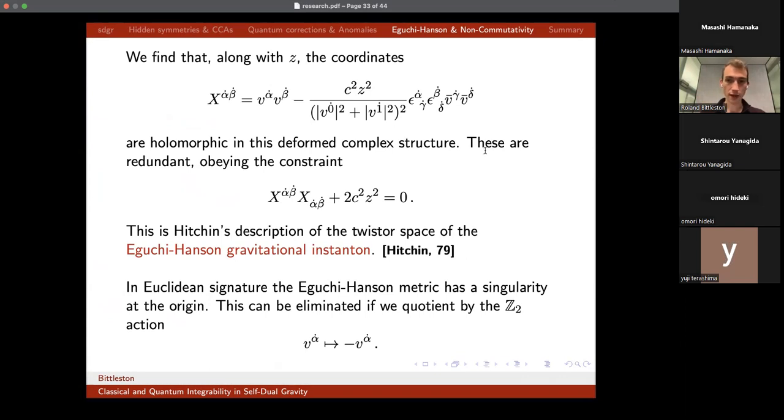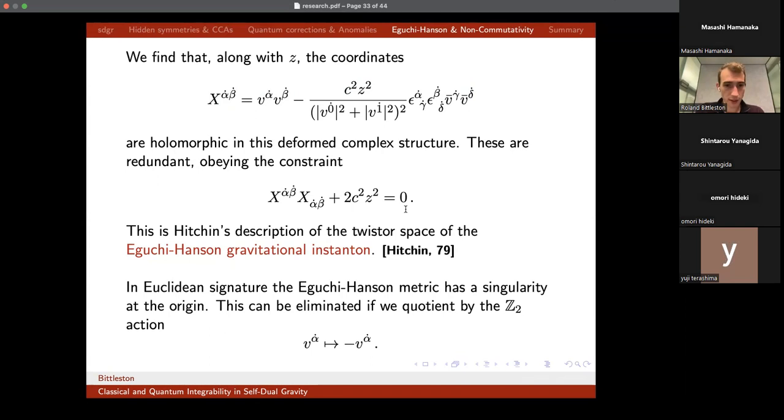And I should say these are kind of overdetermined because these are the analog of the v coordinates, but we've got 3 of them because they're really quadratic in the v's. And so they obey a constraint, and the constraint they obey is this one, and we can recognize this. So this is actually Hitchin's description of the twistor space of the Eguchi-Hanson gravitational instanton, probably the simplest non-trivial example of a self-dual Ricci-flat background.